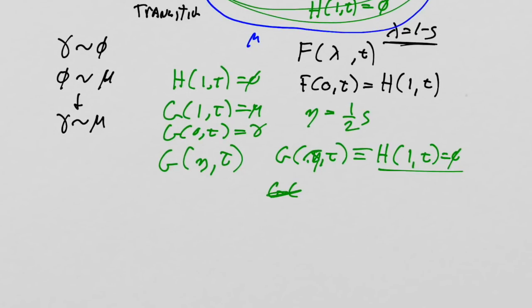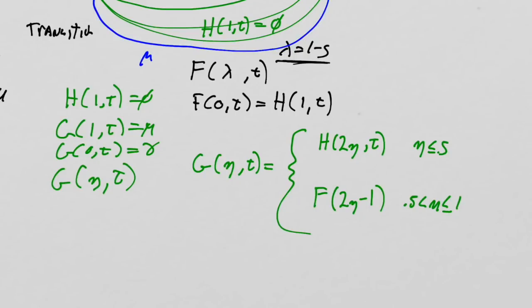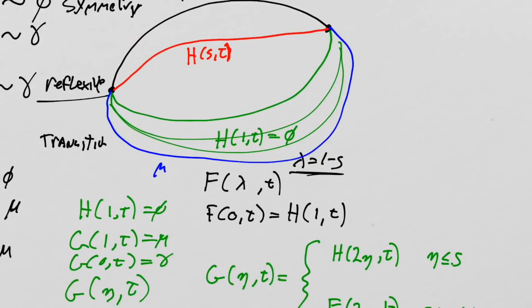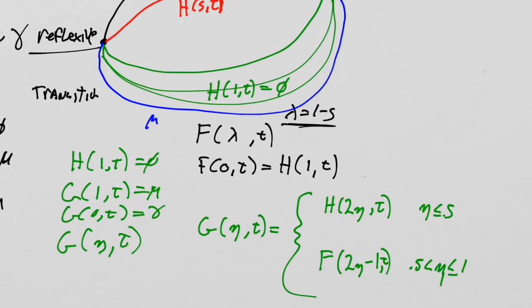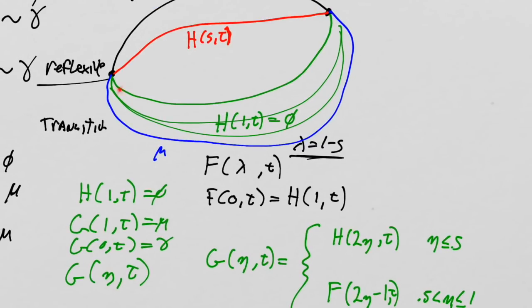Hold on, let me rewrite this. Yeah, I think this will work, right? So G of eta and t is H of 2 eta and t when eta is less than 1/2, and then it's F of 2 eta minus 1 and t when eta is between 1/2 and 1, right? So if the first homotopy H goes between gamma and phi, then when eta is 0.5, G of 0.5 is going to be H of 1 of t, which is phi. So that gets us to phi.